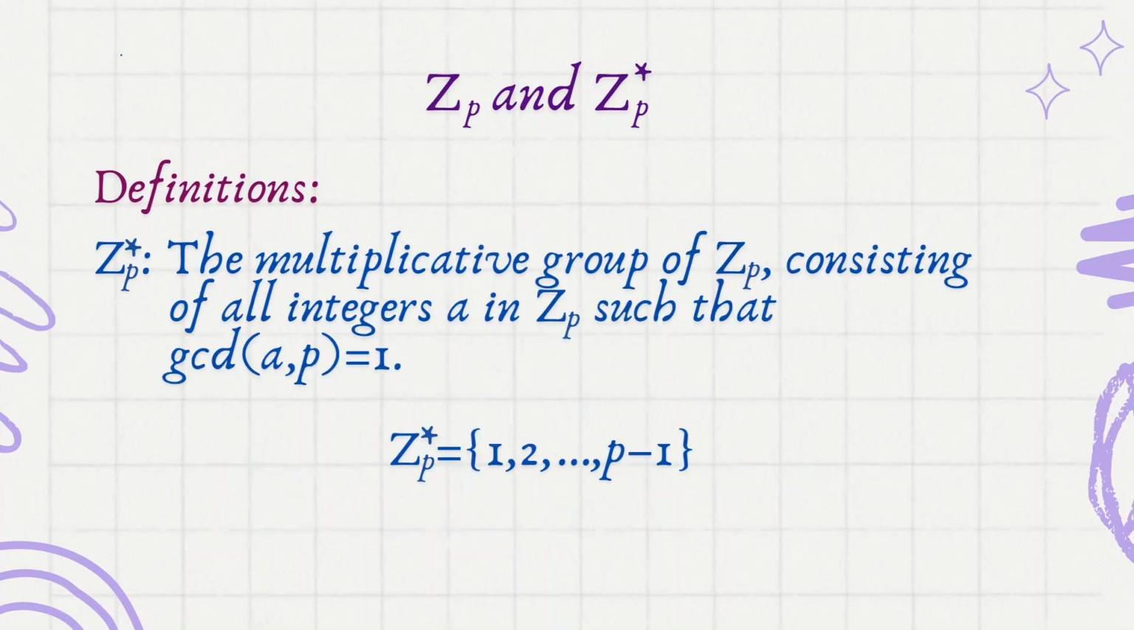Then the second definition, Zp star, is a multiplicative group of Zp consisting of all the integers a in Zp such that GCD of a and p is 1. So we see that a can't be 0. Zp star is all the numbers in Zp without 0. So now the number of terms is p minus 1.